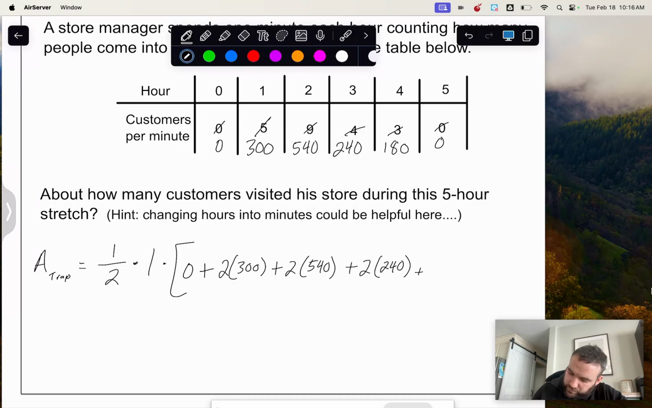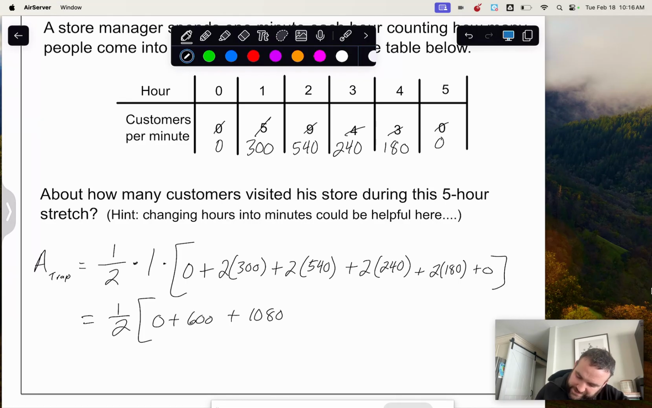So I'm going to double 240 and 540 and 300. I'll also double 180, and then I'll use, I got to actually double that, 2 times 180, and then add 0 to that. And so what we end up with is 1/2 times the values 0 plus 600 plus 1080 plus 480 plus 360.